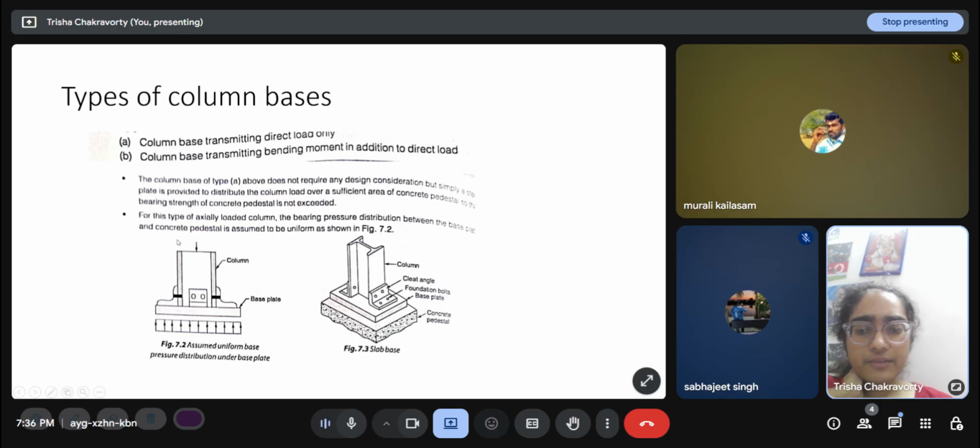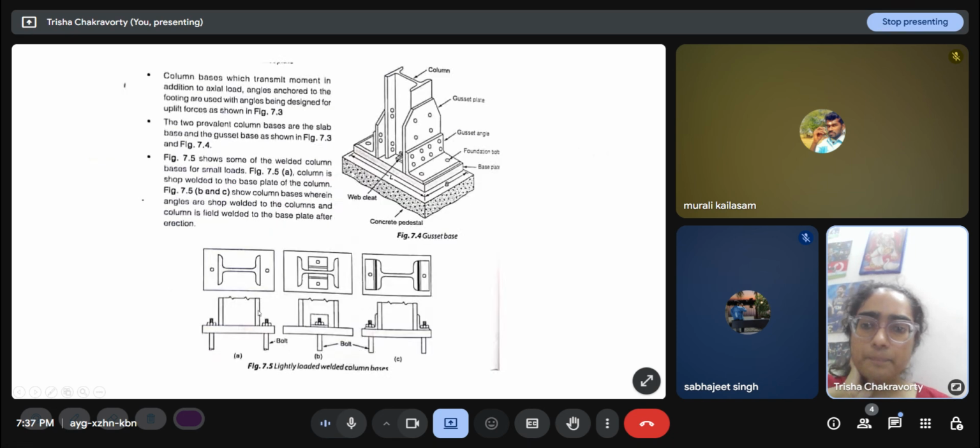But there can also be, if the force was not around the center, or if this connection was not symmetrical, then it will also incorporate a bending moment into this. For an axially loaded column, the bearing pressure distribution between the base plate and concrete pedestal is assumed to be uniform, like this, because it's a perfectly symmetrical structure, you can see. Column bases which transmit moment in addition to axial load, and angles anchored to the footing are used, with angles being designed for the uplift forces.